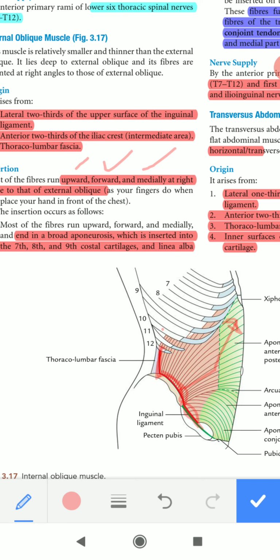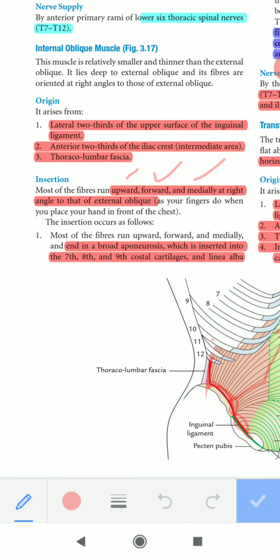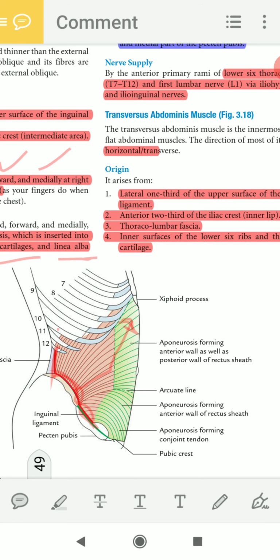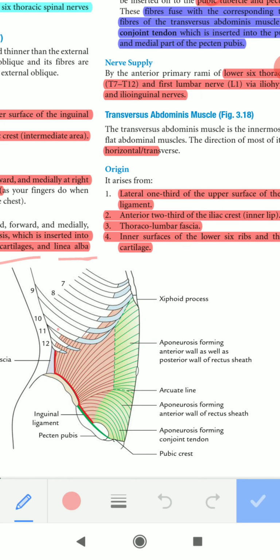It is inserted in a broad aponeurosis, which is inserted in the 7th, 8th, 9th costal cartilages, the linea alba, the Xiphoid process, linea alba, which is attached from the Xiphoid process up to the pubic symphysis, and is also attached with the lower part of the 3rd and 4th ribs with the costal cartilage, pubic tubercle, and pecten pubis. So where is it inserted? It is inserted along the costal cartilage of the 7th, 8th, 9th ribs and in the linea alba. The linea alba is attached from the Xiphoid process to the pubic symphysis. That is also inserted in the pecten pubis also.